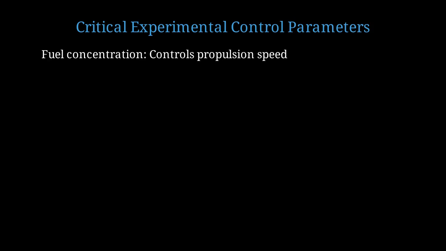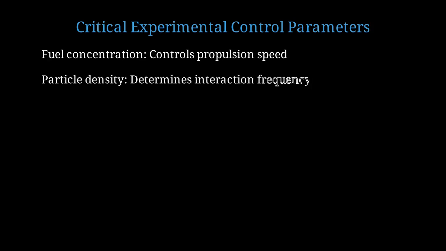For experimentalists, knowing which parameters to vary and control is essential. Let me list the key control knobs. Fuel concentration is the most obvious control. Higher fuel means faster reactions and typically faster propulsion, though saturation effects can occur at very high concentrations. Particle number density determines how often particles encounter each other. Low density means isolated particles. High density means strong collective effects.